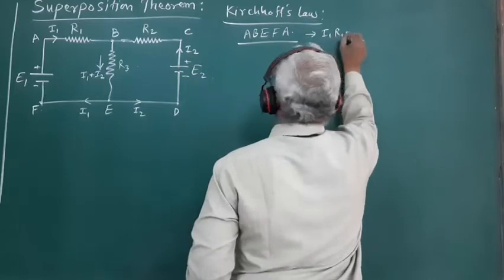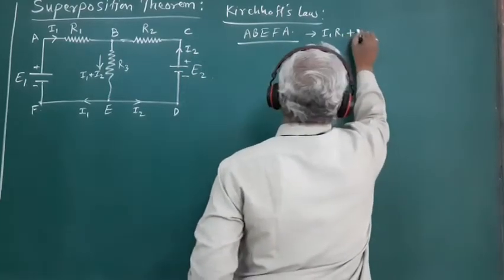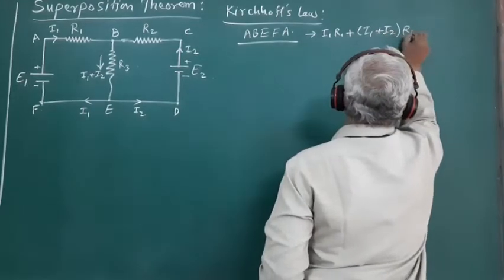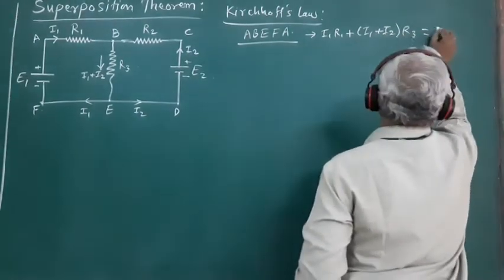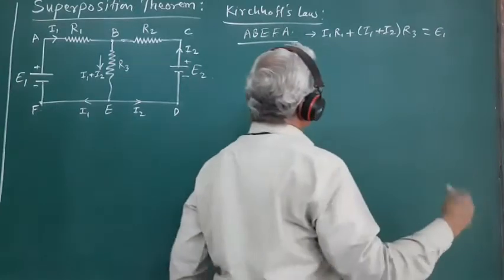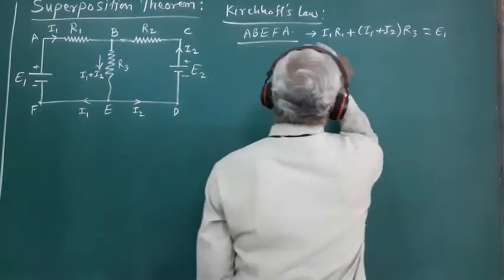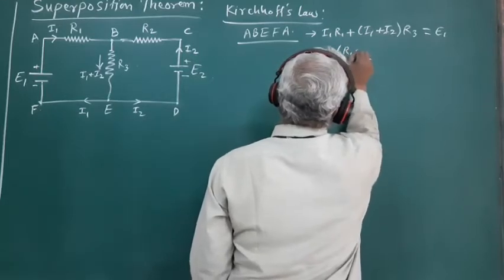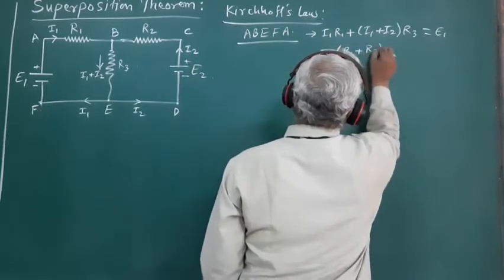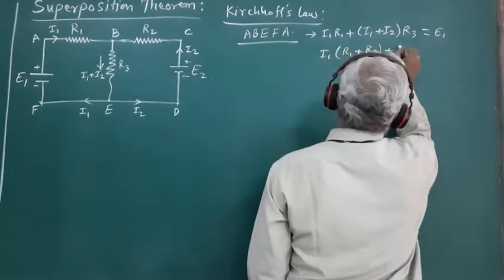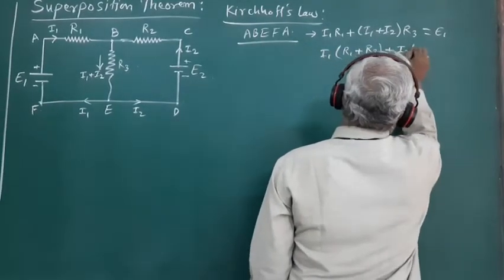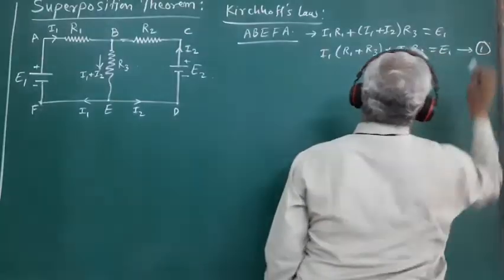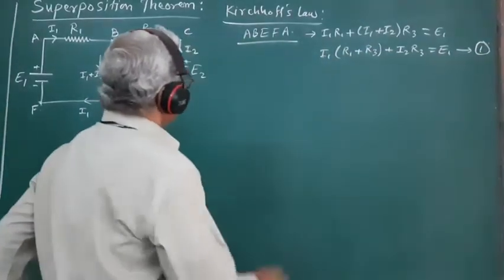I1 R1 plus (I1 plus I2) into R3 is equal to E1. Or this can be simplified and expressed as I1 into (R1 plus R3) plus I2 R3 is equal to E1. Say this is equation number 1.